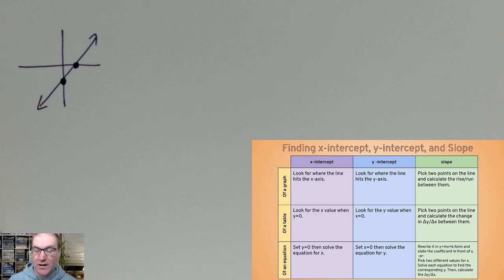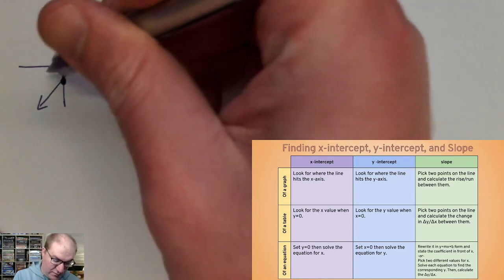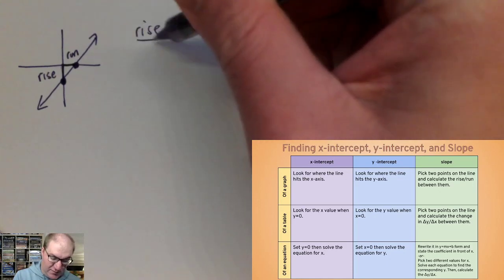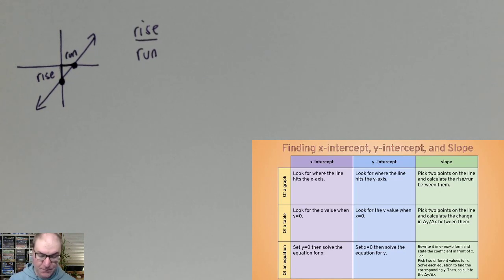And then how do you find the slope? Well, if you have a graph, you pick 2 points on the line and you do rise over run. That's how you find the slope of a graph.